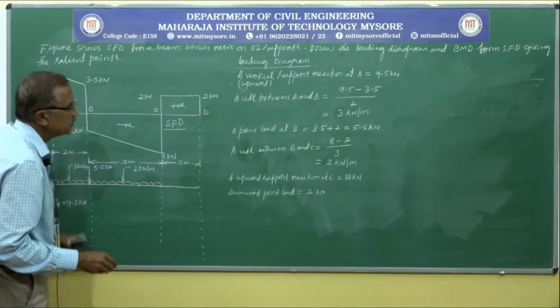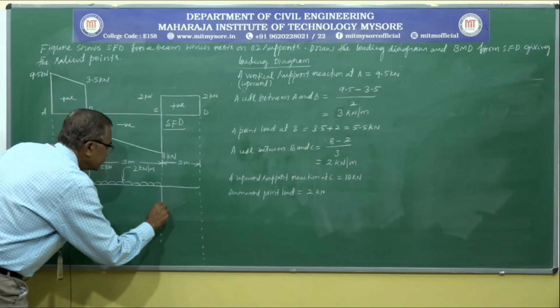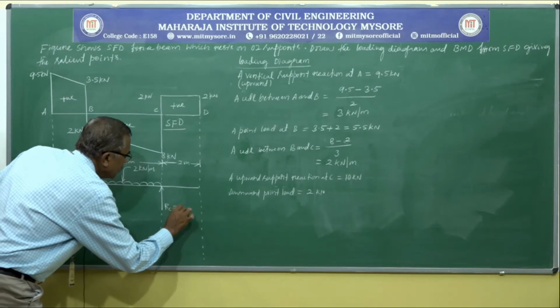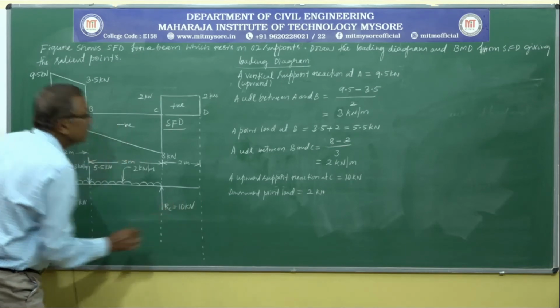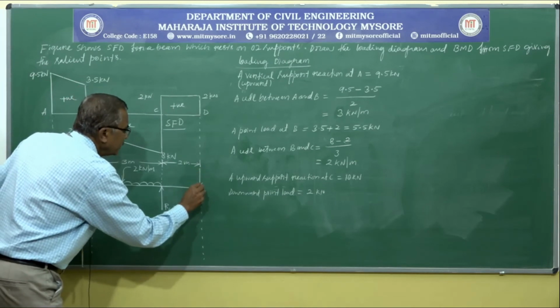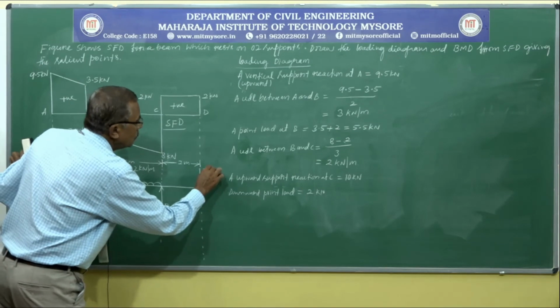At point C, support reaction of 10 kilonewton. This is RC, 10 kilonewton, and lastly a downward point load acting at the point D, it is 2 kilonewton.